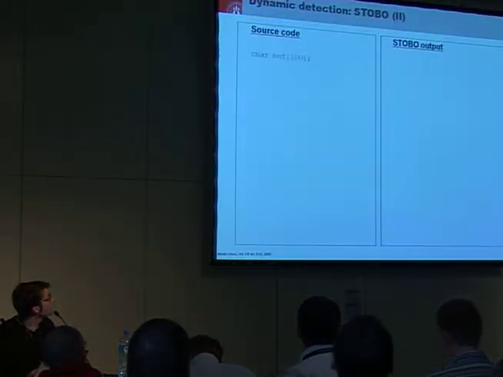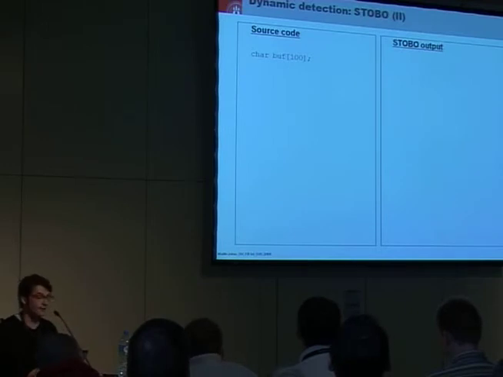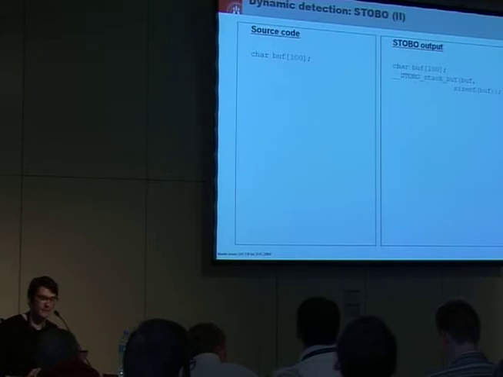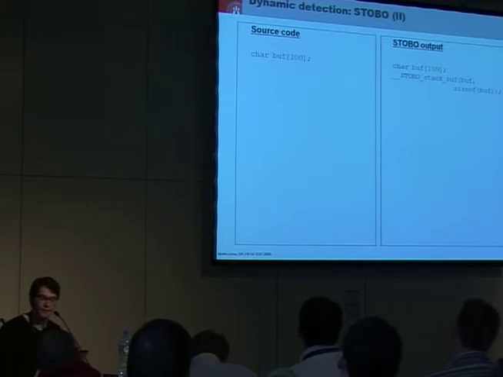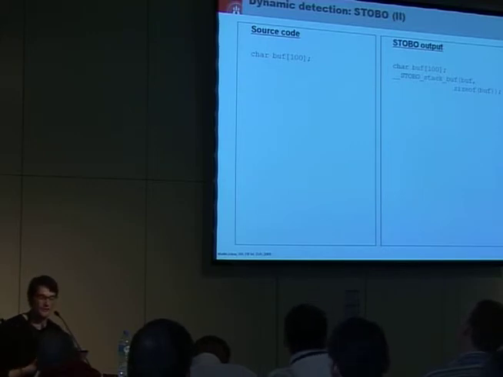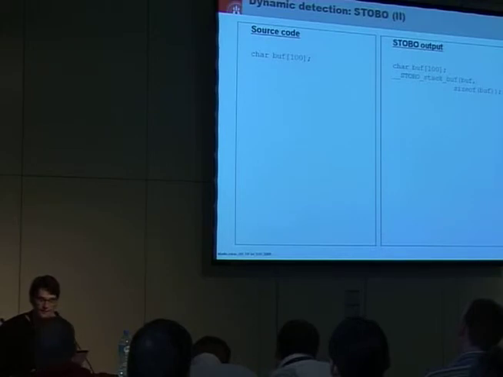Example here, we got our source code. The declaration of a character buffer of the size 100 looks like this after Stobo worked on the source code. We still declare the buffer, but then we call a function called Stobo stack buff. Stobo has a global table of all the buffers and all the buffer sizes, and this function just memorizes that buffer and the size of buff is available right now.